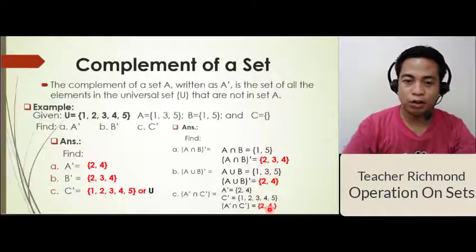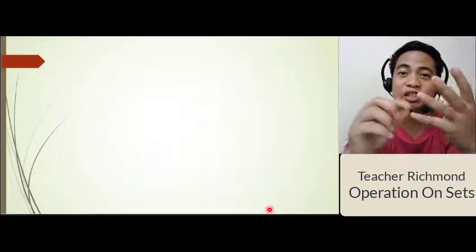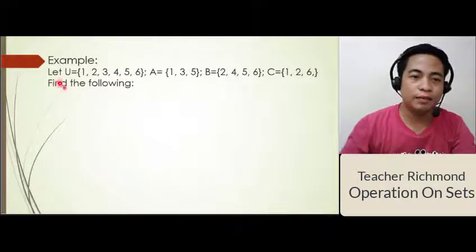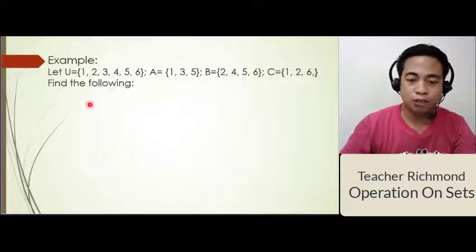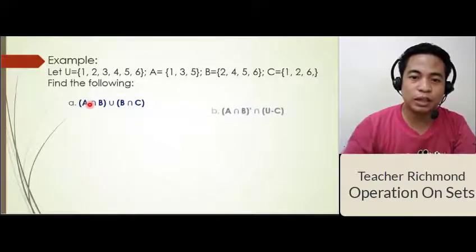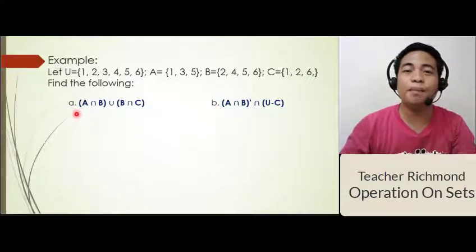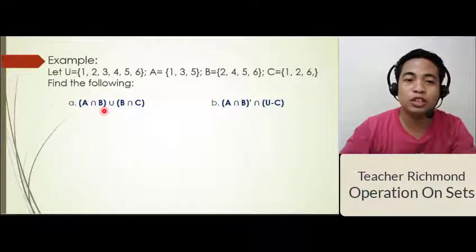Okay? Now, the same with basic math or arithmetic, you remember that in one problem you can also use all those operations like addition, subtraction, multiplication, and division. The same with operations on sets. You can use all of these operations at the same time in one problem. So let's say, for example, we have the universal set, set A, set B, set C. Find the following. We'll have two examples here, example A and example B. In example A, how many operations are used?